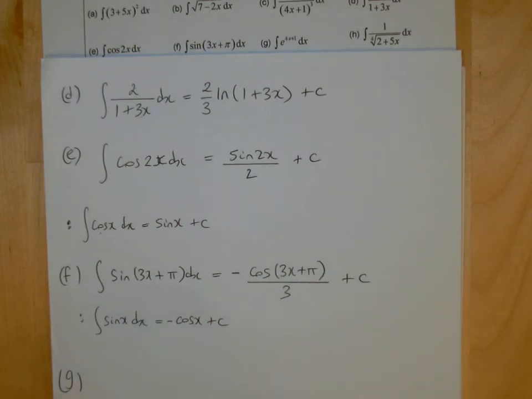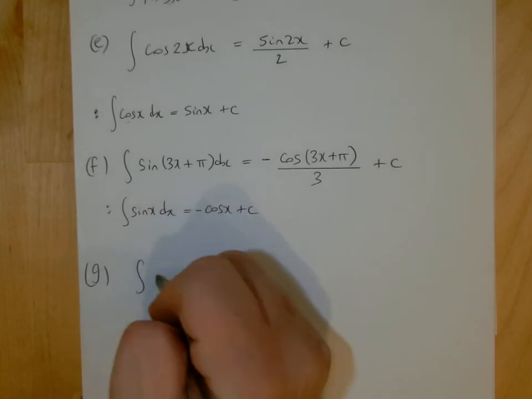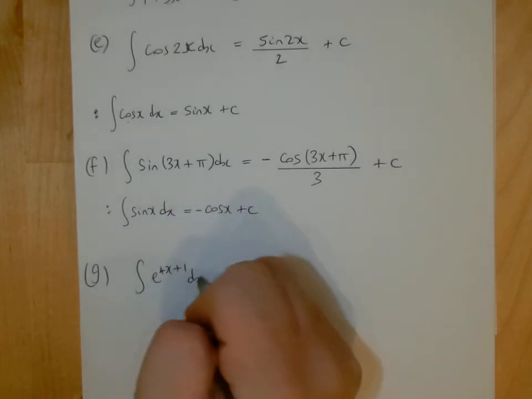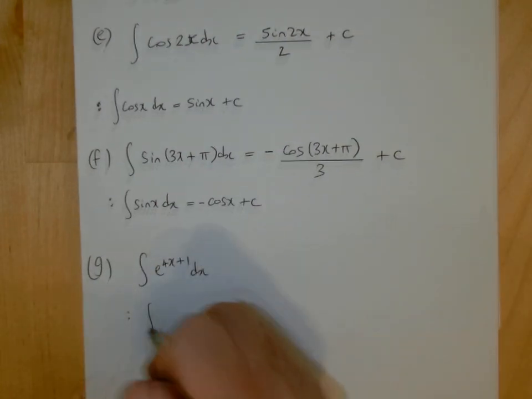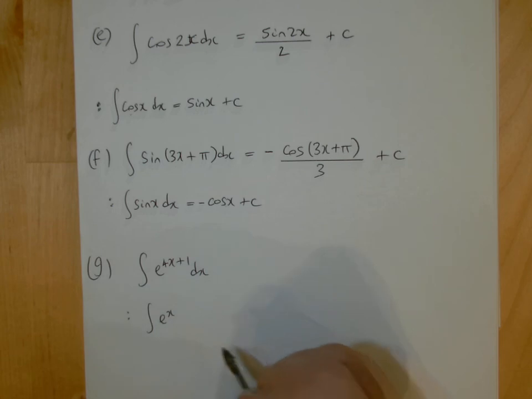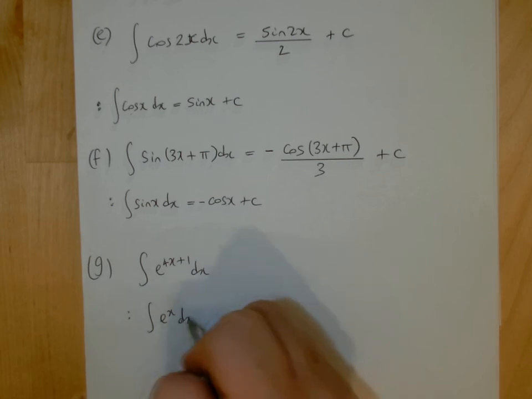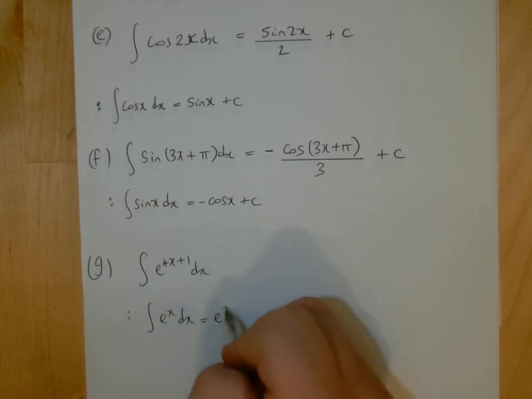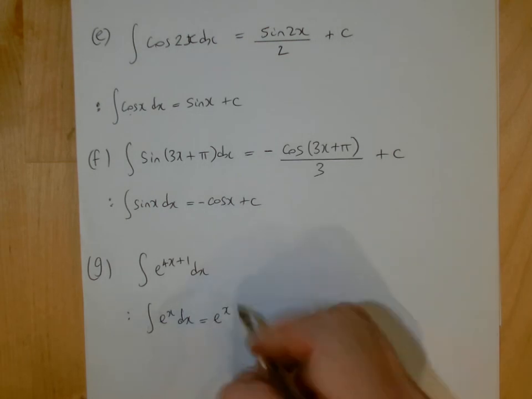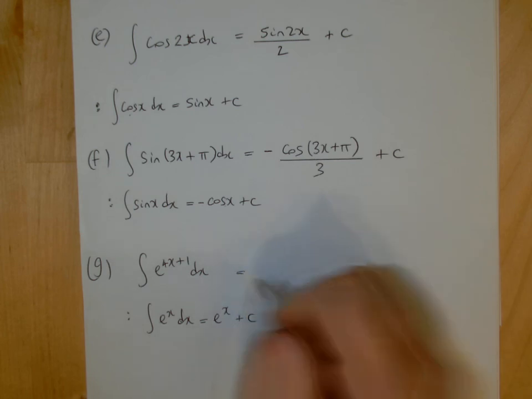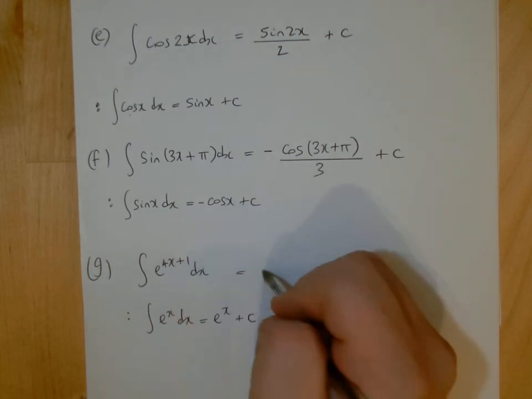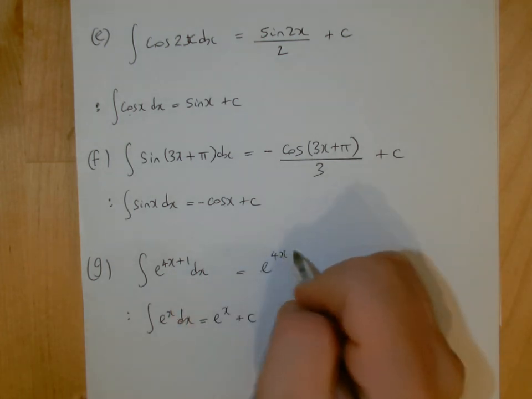With g, you've got the integral of e to the 4x plus 1. Well, again, you need to remember what the integral of e to the x is to start with. So e to the x, it's simple, isn't it? E to the x with respect to x just becomes e to the x. It doesn't change when you integrate it, plus a constant. So same is going to apply here. Integrate e to the 4x plus 1, it just becomes e to the 4x plus 1.